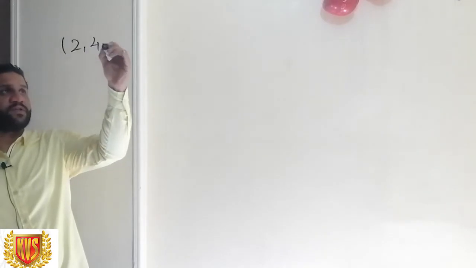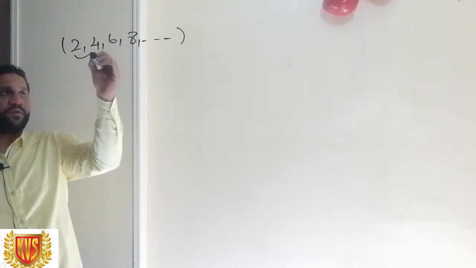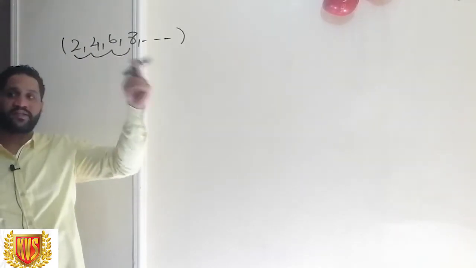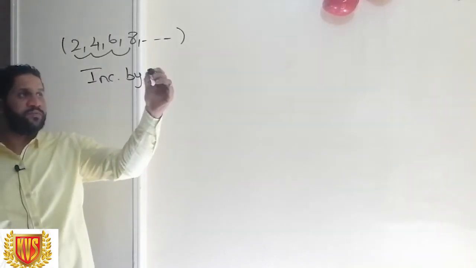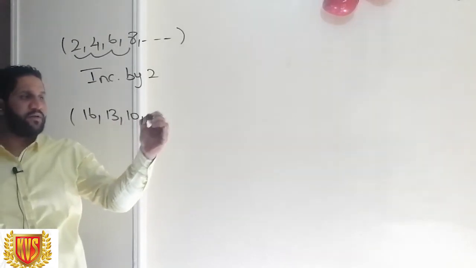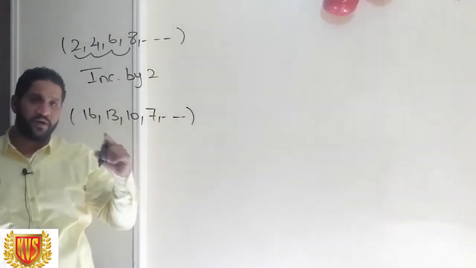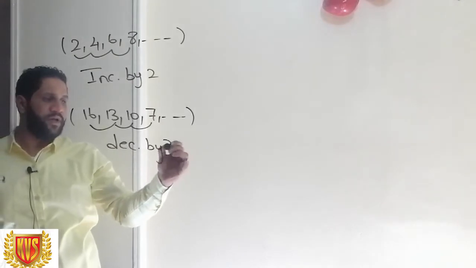After knowing how to solve the equation, let's take the sequence. Of course, we know that a sequence consists of some numbers written beside each other having the same difference, like 2, then 4, then 6, then 8. I can see that the sequence is increasing by 2. When I have a sequence like this, 16, 13, 10, 7, and so on, I can see that this sequence is decreasing by 3.